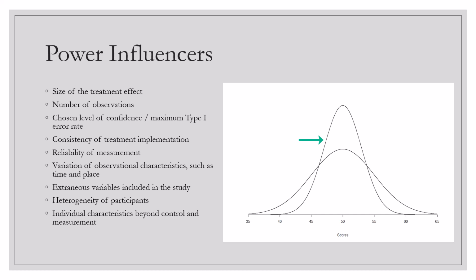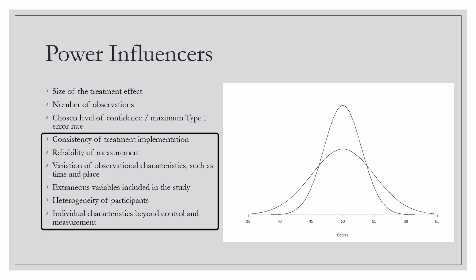Now note that these items that can influence power can be controlled through non-statistical means. They can be controlled by the design of your study, by the way you implement the treatment, by the measures you use and the measurement process, by the way that you standardize conditions when you measure participants. All of these are non-statistical in nature, but they all influence power.